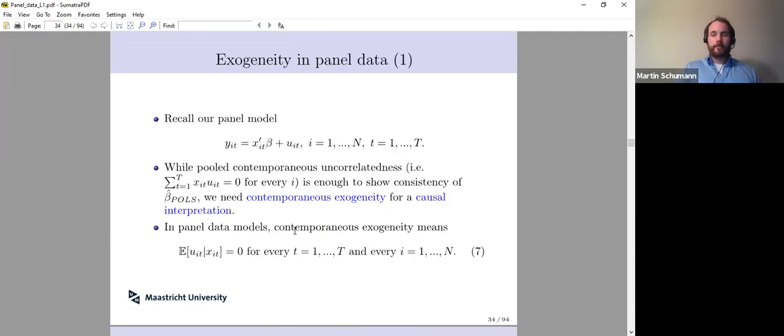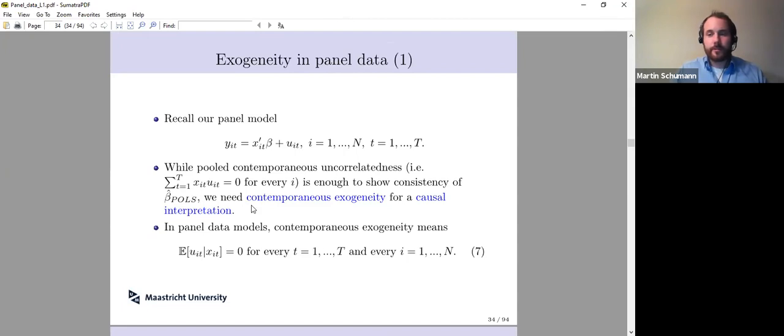Okay, final words about exogeneity in panel data. Again, what we've seen for the pooled OLS estimator is that we need pretty weak conditions for consistency. For instance, we only need pooled contemporaneous uncorrelatedness. This is enough to show consistency, of course, assuming that the rank condition is met.